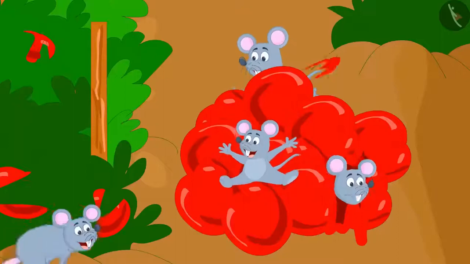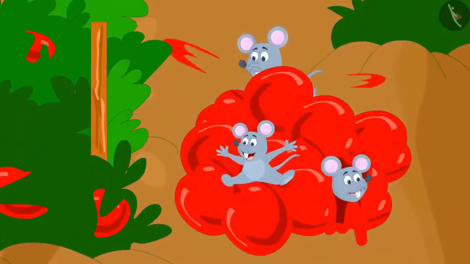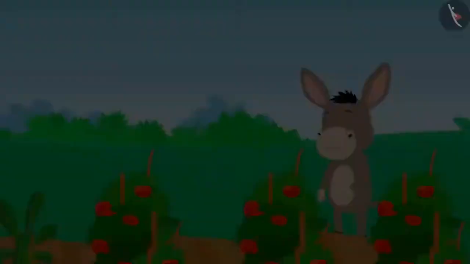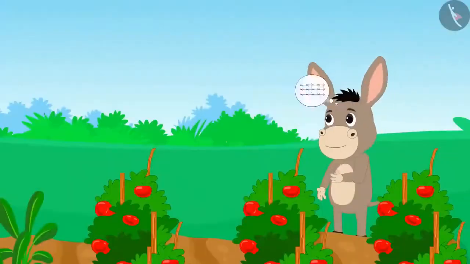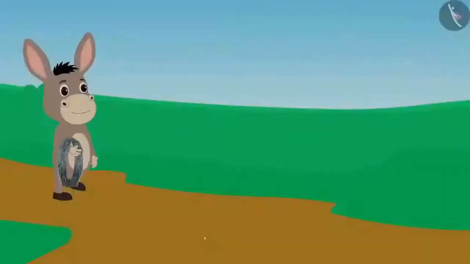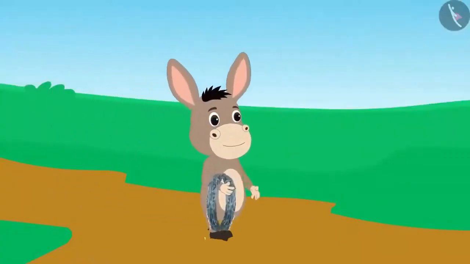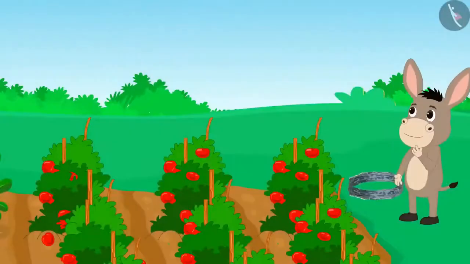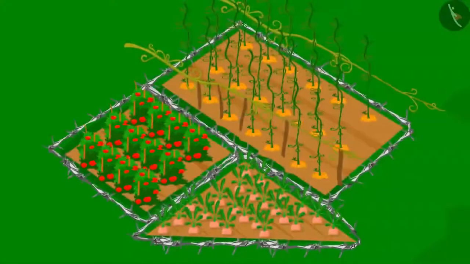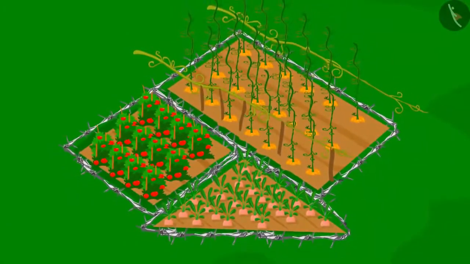Those mice were eating Bhola's tomatoes with great interest. Bhola drove the mice away and thought that he would make a barbed wire fence around his farm. He immediately brought the barbed wire from the market. Initially, Bhola made a fence for that part of the field in which tomatoes and pumpkins were sown.